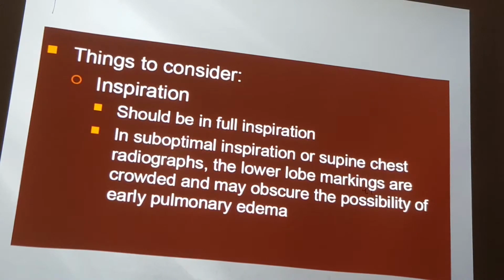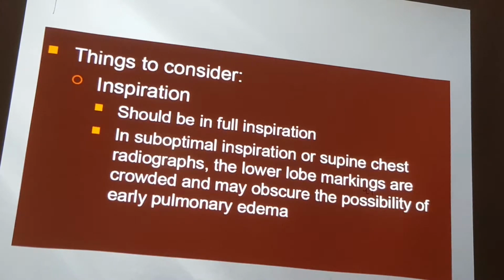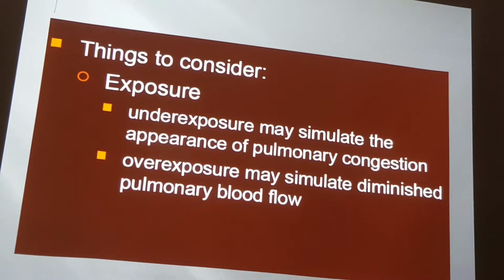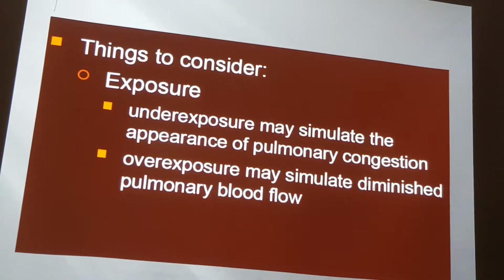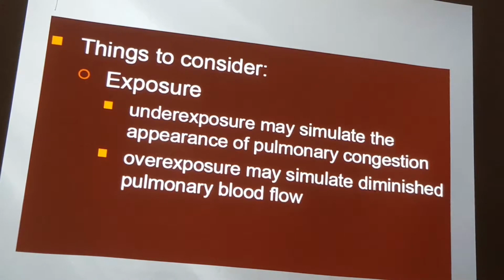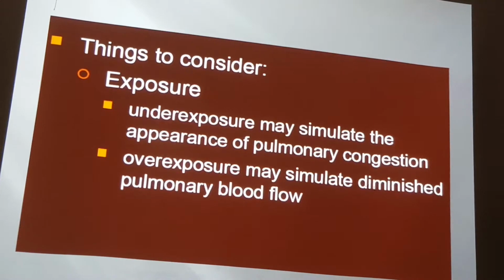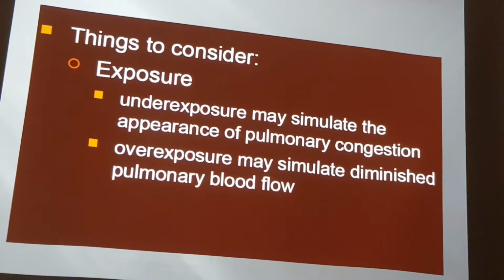In suboptimal inspiration or supine chest radiographs, the lower lobe markings are crowded and may obscure the possibility of early pulmonary edema. Another thing to consider is the exposure of the film, whether it's dark or very white. Underexposure means that the X-ray is white. Underexposure may simulate the appearance of pulmonary congestion, while overexposure, when the film is too dark, may simulate diminished pulmonary blood flow.